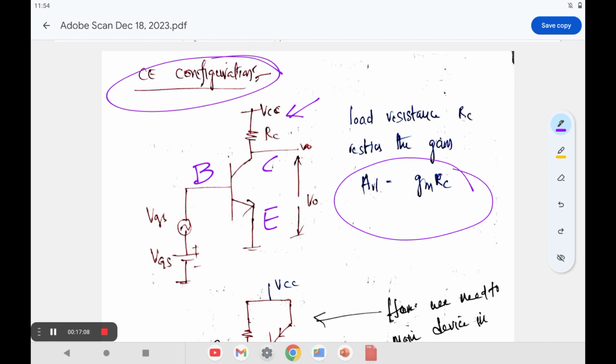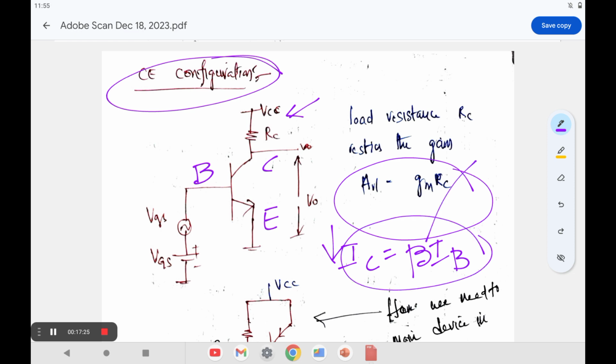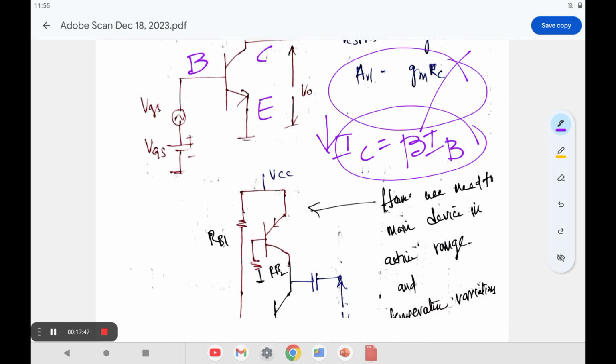At the same time, this RC value also depends on this current. If you are taking this current as IC, this IC current is equal to beta times IB. If you closely observe this, this collector current is also varying with the beta value. If the beta value changes, obviously the IC value also changes. So if you want to increase the gain of the device, we need to provide one more circuit to achieve a constant current source. Therefore, the maximum gain can be achieved.